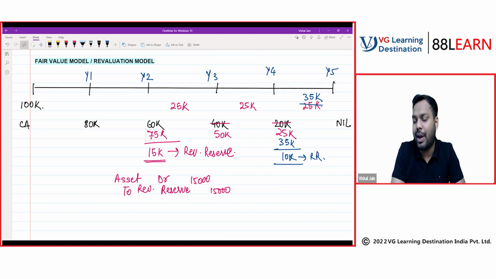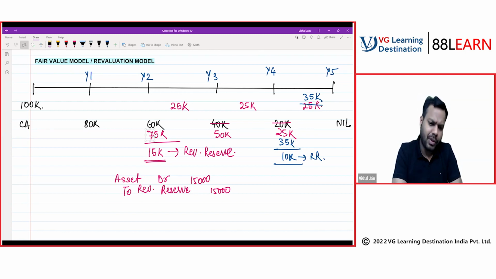Why do we transfer to revaluation reserve? Okay, that's a good question. If this is a gain, you must think that we should transfer it to P&L account. Yes, Prabhu, you must be thinking that this will be transferred to P&L account. Why are we transferring to revaluation reserve? That's the question, if I'm not wrong.